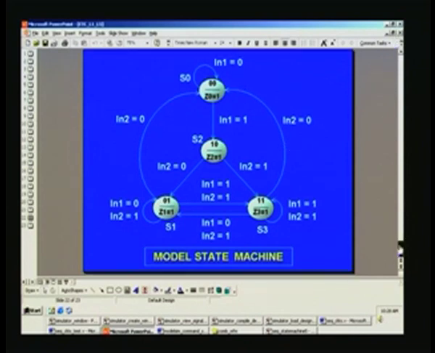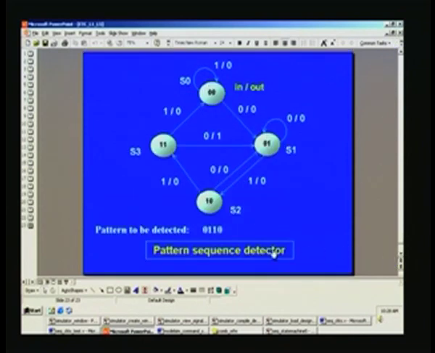So, the next one we will consider is the pattern sequence detector. In this detector we have once again 4 states, and we have this as input, and the corresponding output is this. We need to detect a pattern 0 1 1 0. So, we will start with this, and suppose if it is 0, it will go to this state, because it is 0 in this state, and then as per this we will be going through. We will once again go through the waveforms for this.